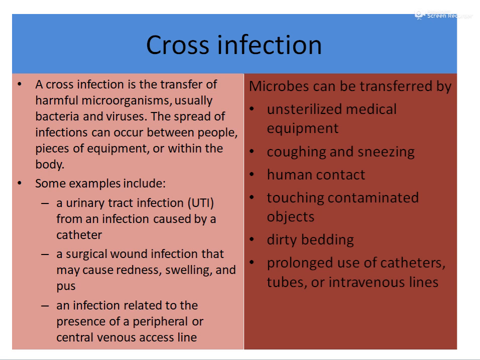Or a surgical wound infection, which may cause redness, swelling and pus, from a surgical instrument or something like that. Then there is infection related to a peripheral or central venous access line. When you are getting a blood transfusion, or have a venous line access, an infection can enter your body through it. That is a case of cross infection.